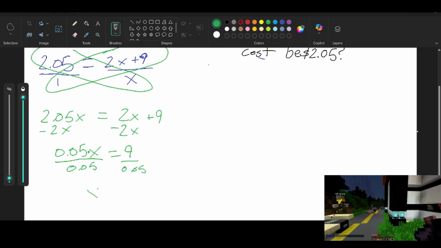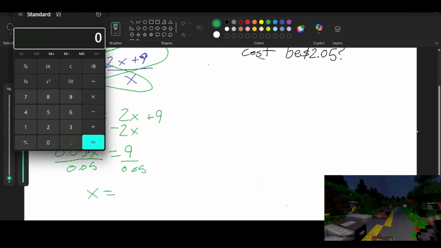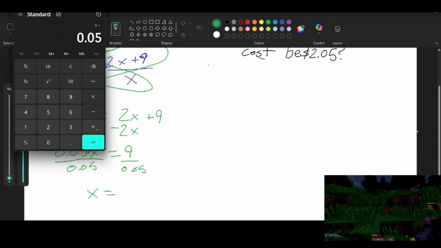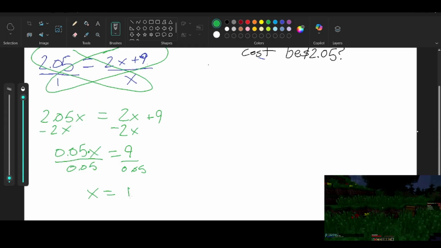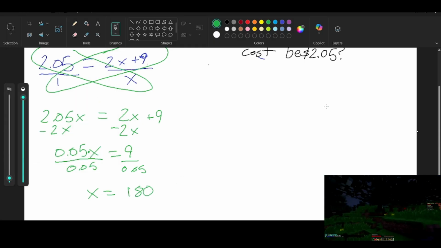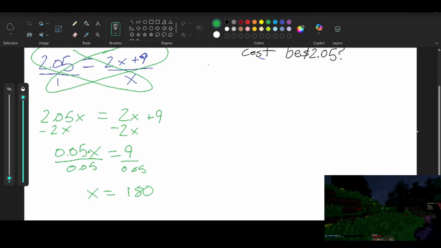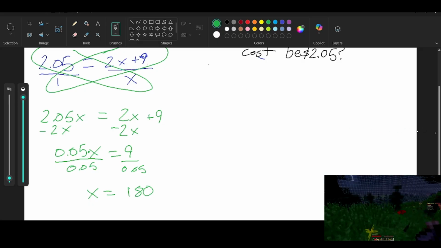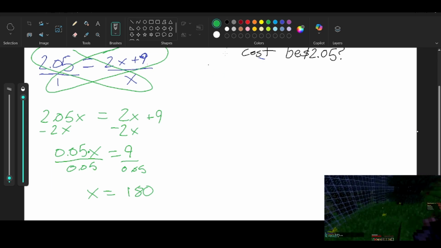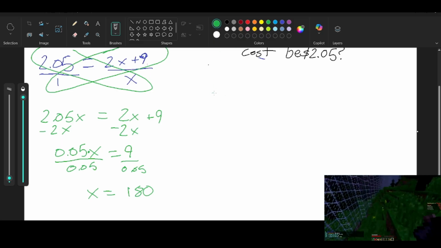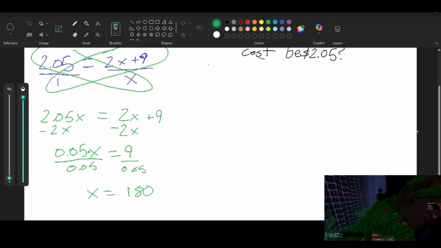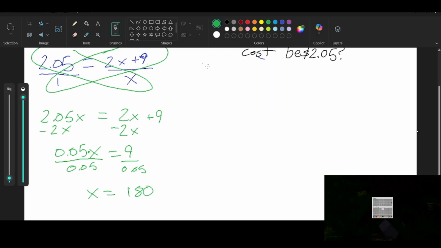I don't know what that is in my head, so I'm going to move to my calculator, do 9 divided by 0.05. It's 180. But 180 what, right? What does it mean that x is 180? If I go back to look at my problem, it was talking about that x is the number of fidget spinners I have to buy. So if I was to answer this question, when will the average cost be $2.05?